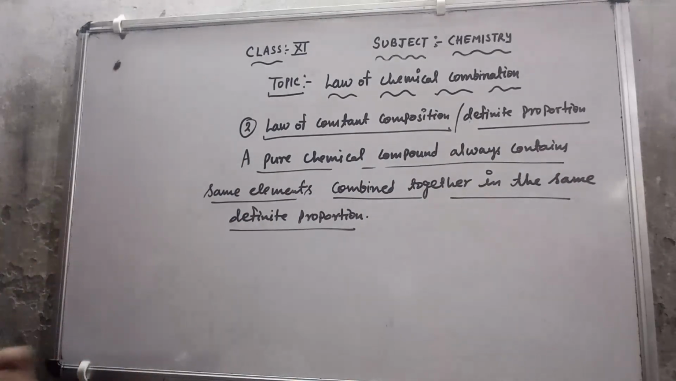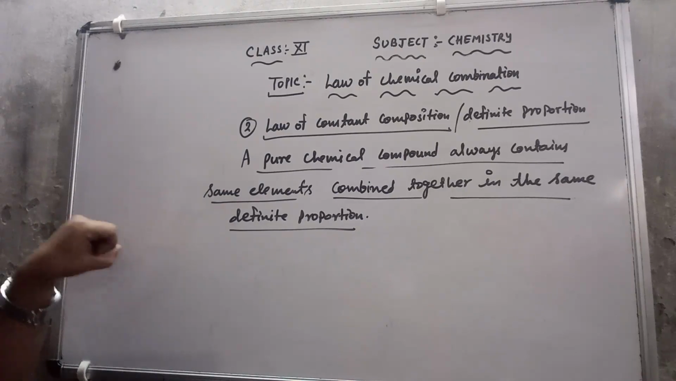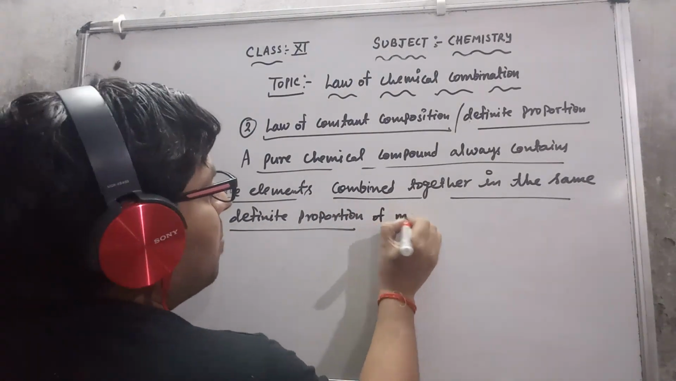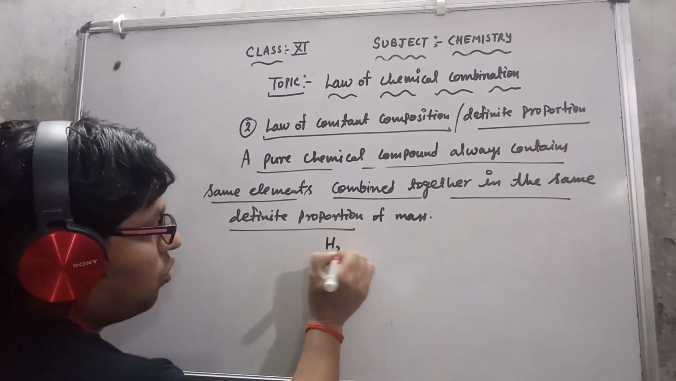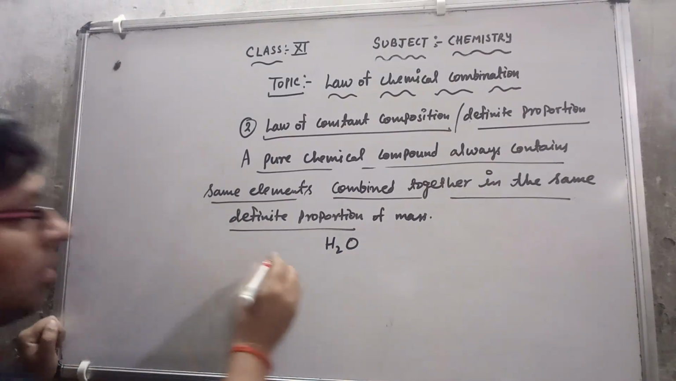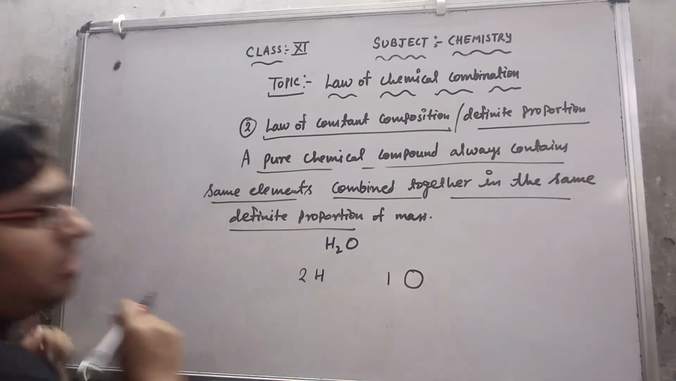That means if a pure chemical compound is there, then it will contain the same elements combined together in the same definite proportion of mass. For example, suppose I am having a water molecule, H2O. Here you will check out that 2 atoms of hydrogen and 1 atom of oxygen are available.